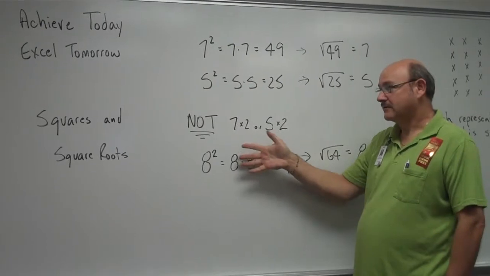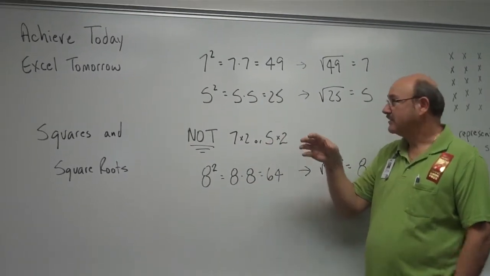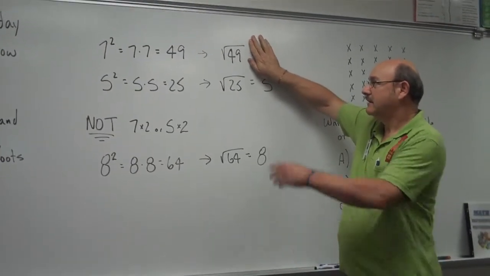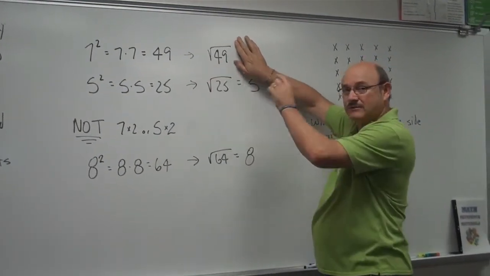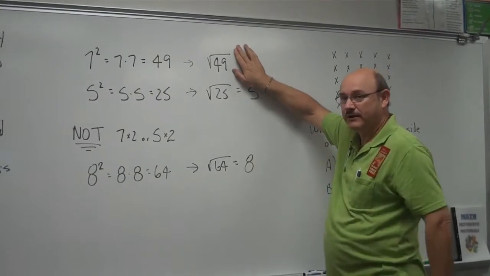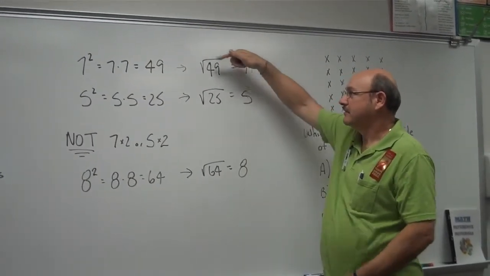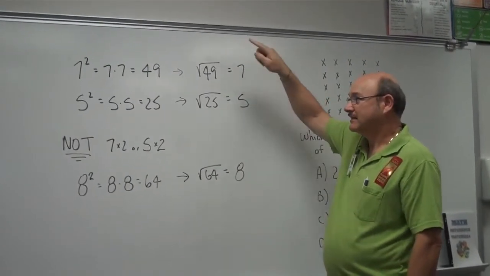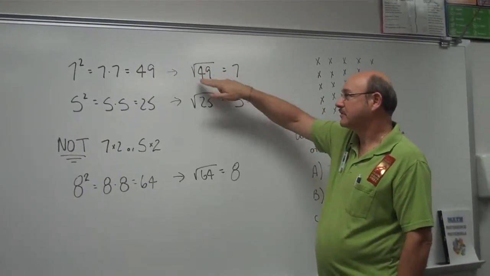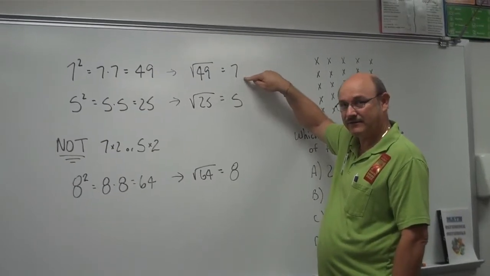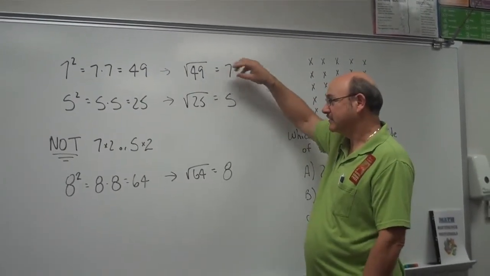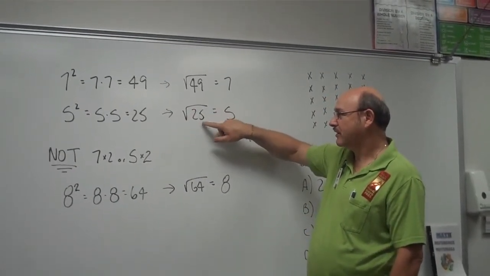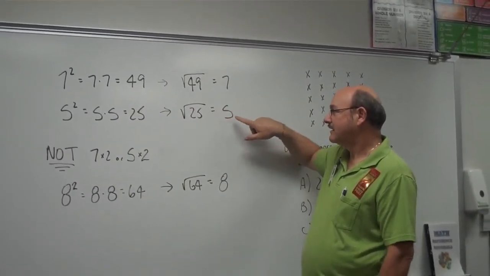So this is squared. Square roots are kind of the opposite. When you have a square root, that's what's the square root of 49? You have to say what number times itself will equal 49. Well, of course, it's 7. So the square root of 49 is 7. Just like 7 squared is 49, the square root of 49 is 7. They work against each other, opposite each other. 5 squared is 25. Therefore, the square root of 25 is 5.